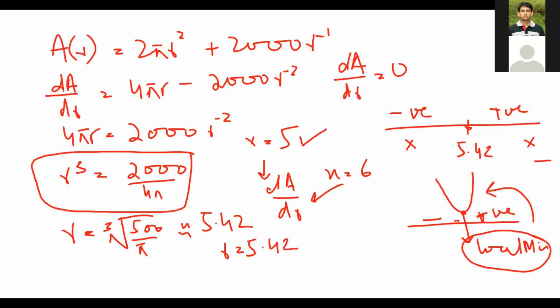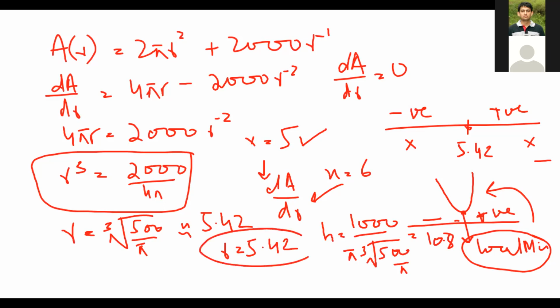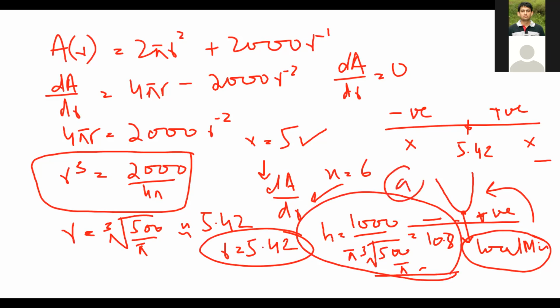So let's calculate the value of h from the initial equation. h is equal to 1000 divided by π times the cube root of 500 divided by π. This will result in a value of 10.8. Our initial goal was to find the dimensions of the can which make the area as small as possible. So we have the value of r which makes the area as small as possible, and the value of h is 10.8, which we calculated from the initial equation in part A.